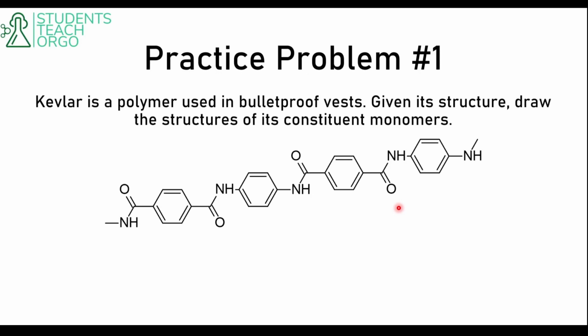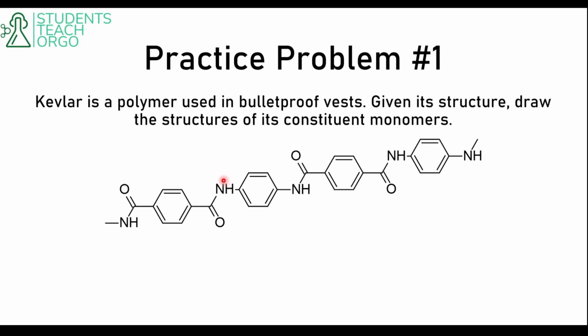So this requires a little bit of interpreting. So looking at this first, we see that in the very long backbone here, we have these amide groups throughout. So that should tell you that this is formed probably by amide polymerization. And if you'll recall, for amide polymerization, we need an amine and we need a carboxylic acid.